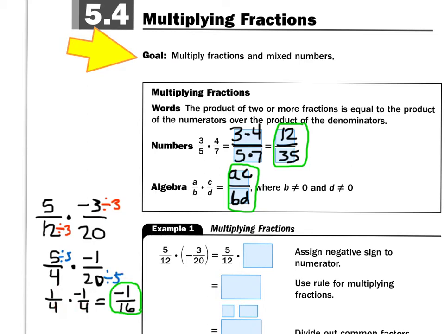So I have 1 over 4 times negative 1 over 4. Well, 1 times negative 1 gives me negative 1 on top, and 4 times 4 gives me 16 on the bottom. And I box my answer. So this is called simplifying, or you've heard cross-canceling, but you want to try to do all of this, and that way your answer will be completely reduced.